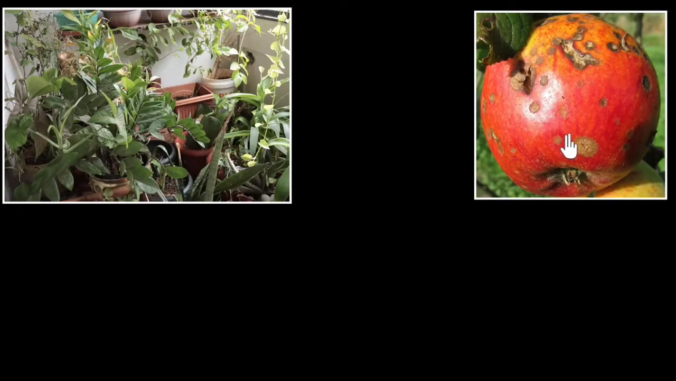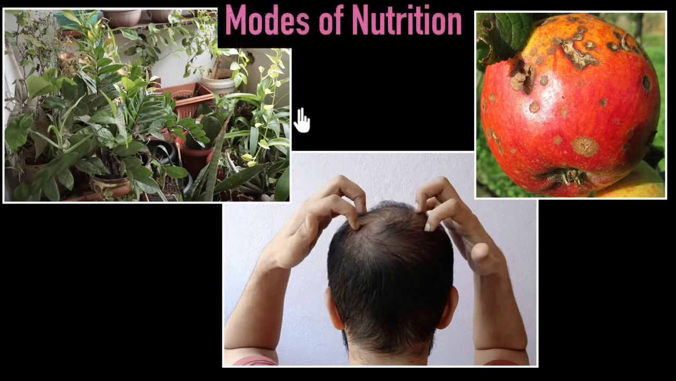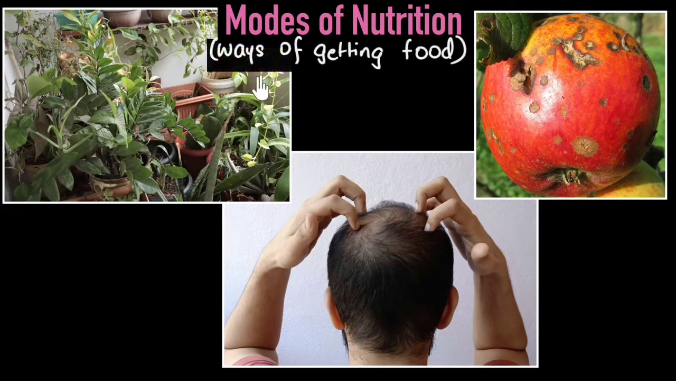Why do these plants in my balcony need sunlight? Why is this apple rotting? And why does my head itch so much? To answer these seemingly random questions, we need to figure out the modes of nutrition. Basically, what are the different ways of getting food? And that's what we'll do in this video.